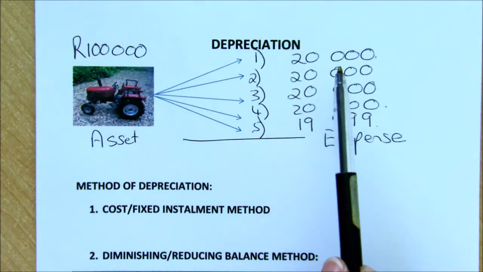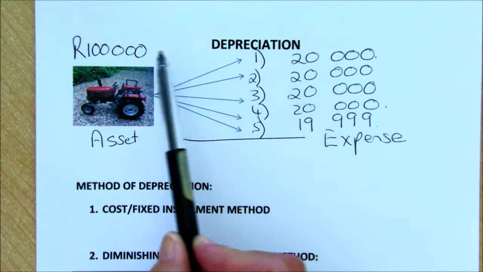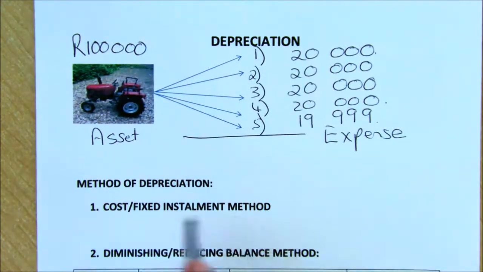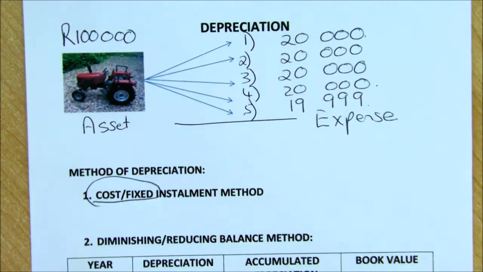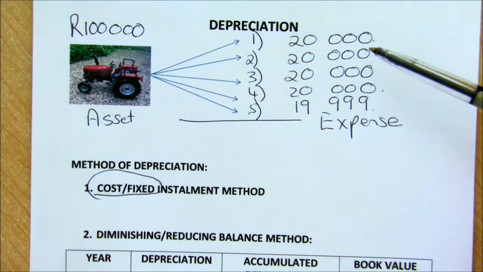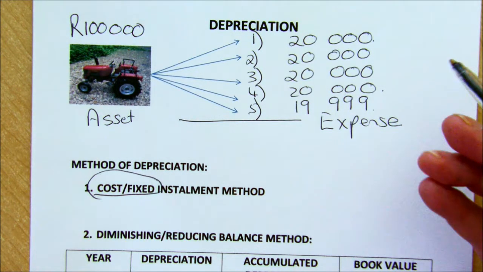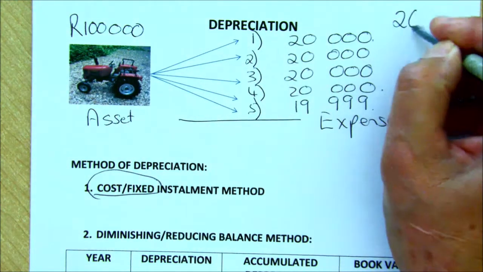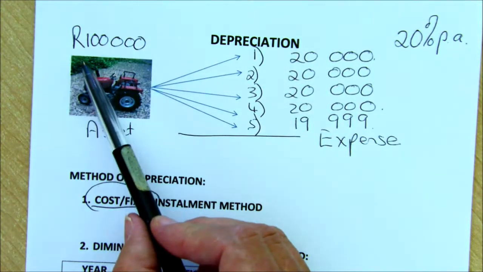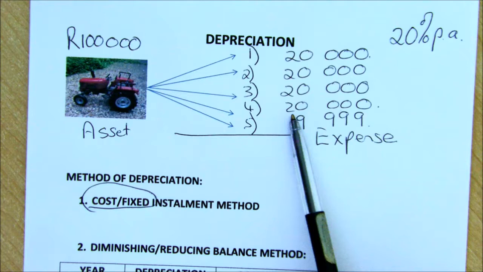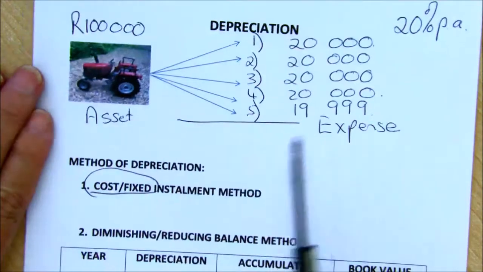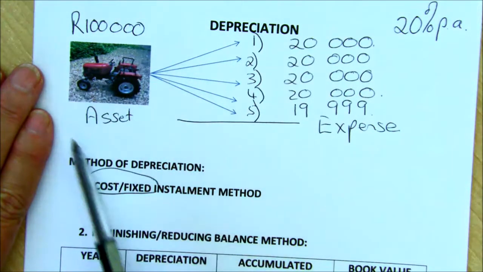Now the method that I've used here, where I've had a fixed amount, I took the 100,000 divided by 5 years and I got 20,000 per year. That is what we call the cost method, or the fixed installment method. It's fixed. Every year a fixed amount of 20,000. Now that 20,000 would be the same as saying we're writing off 20% per annum. 20% of 100,000 would be 20,000 every year until the last year when you keep it at 1 rand. So that is our cost method that we use.